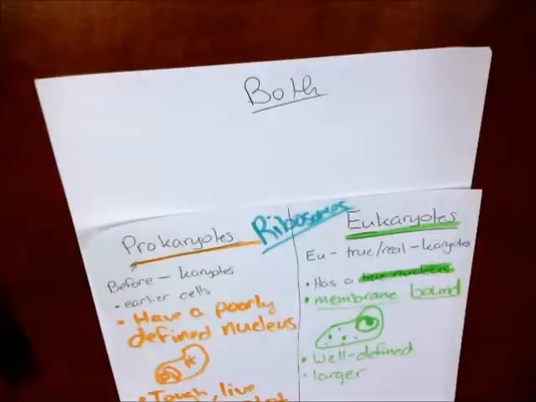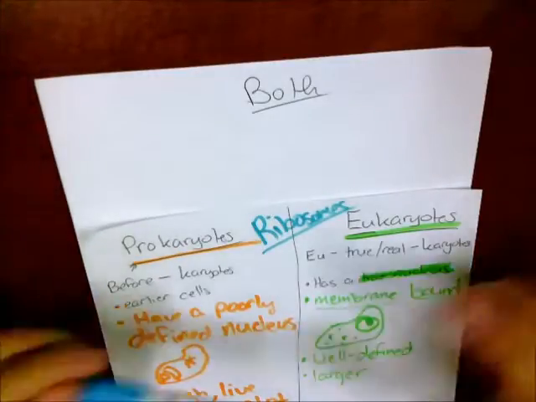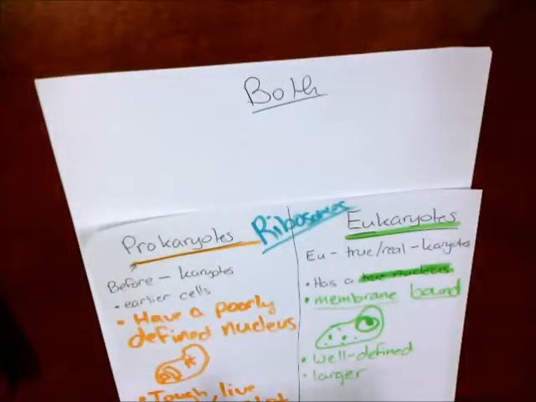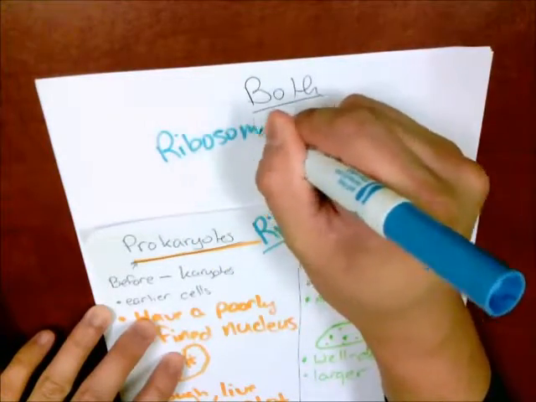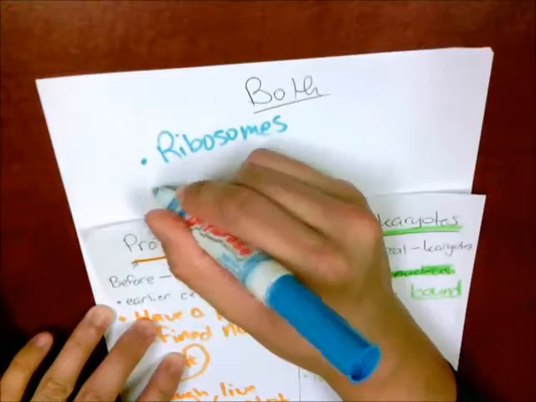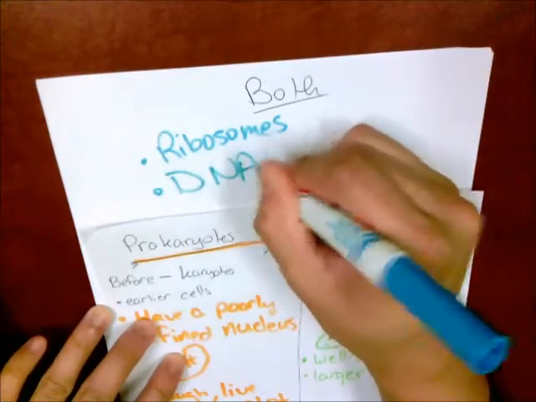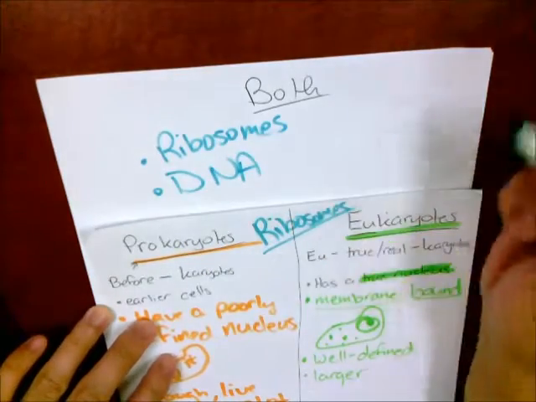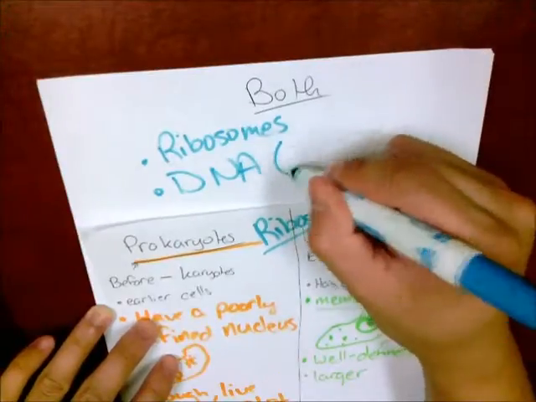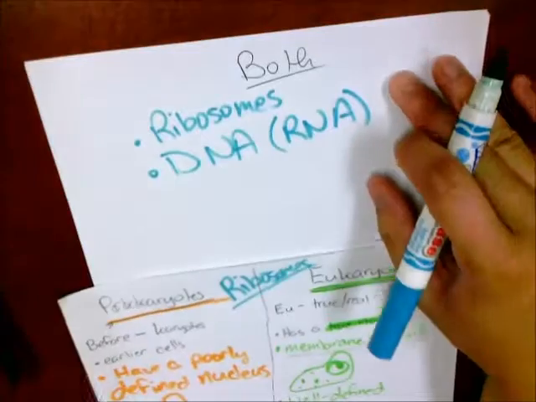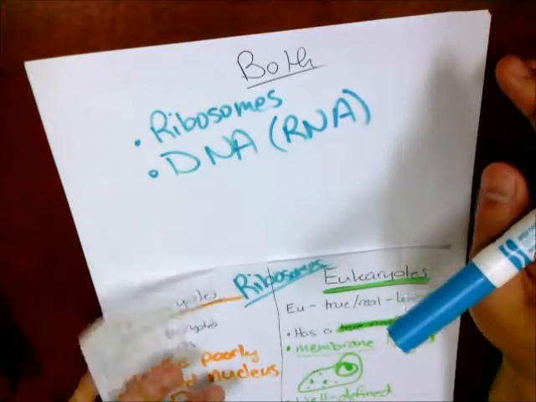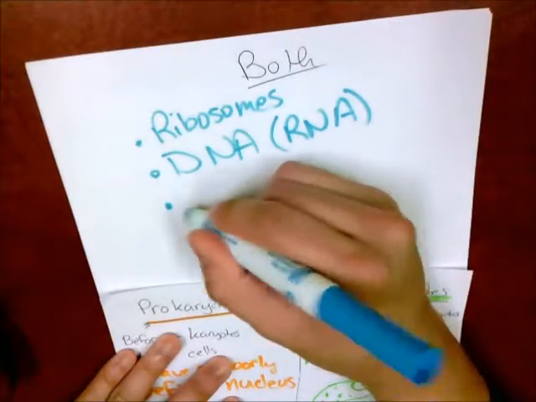And on this both page, I'm going to use my blue marker again. I think this is the same color blue. They both have ribosomes. They both have DNA of some sort. Not all prokaryotes have DNA. Some of them have RNA, but the point is they both have genetic material. They both have a plasma membrane.